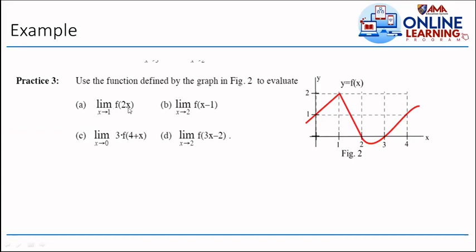The limit of the function of 2x as x approaches 1. So 2 multiplied by 1. So 2 times 1, the answer is 2. Okay? So as x approaches 2, ito na siya. Okay? Ito yung 2 natin. Tumama po siya dito. Project it to the left. The answer for letter A is 0 po siya.